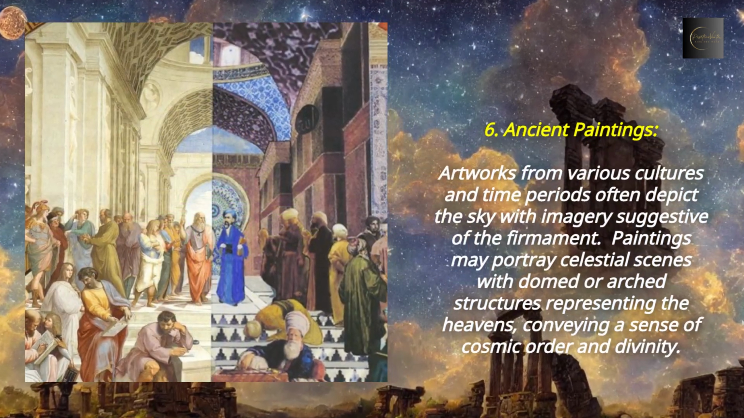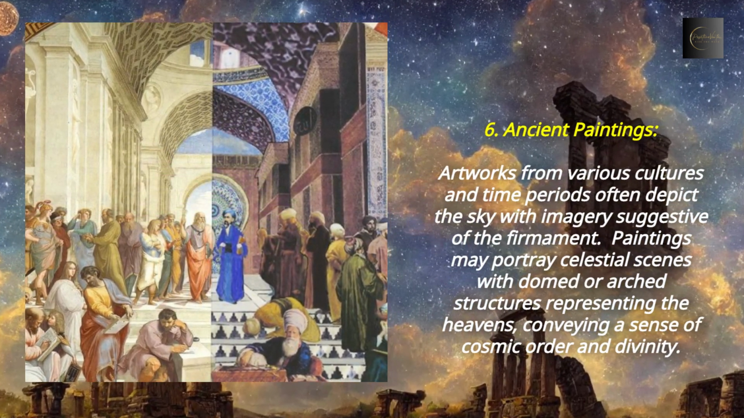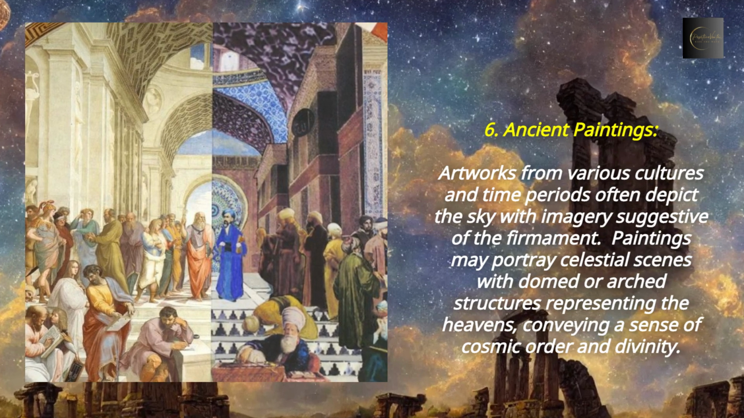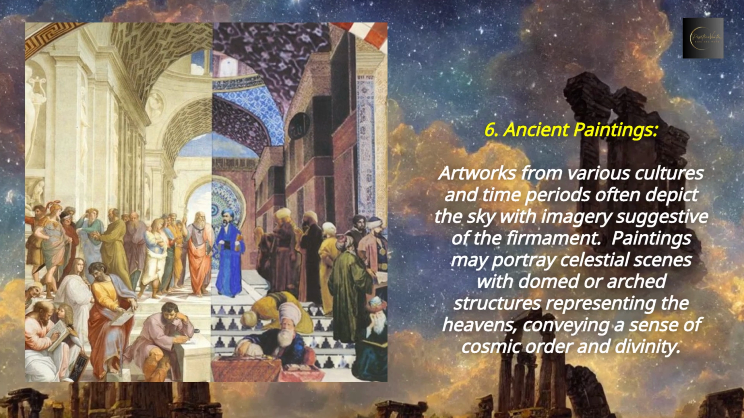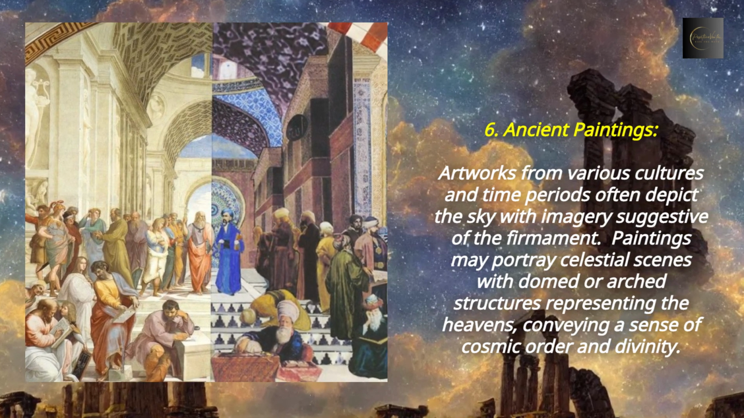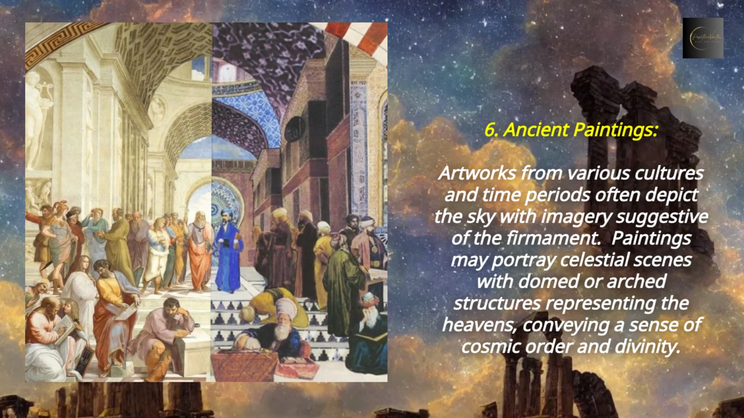6. Ancient paintings. Artworks from various cultures and time periods often depict the sky with imagery suggestive of the firmament. Paintings may portray celestial scenes with domed or arched structures representing the heavens, conveying a sense of cosmic order and divinity.